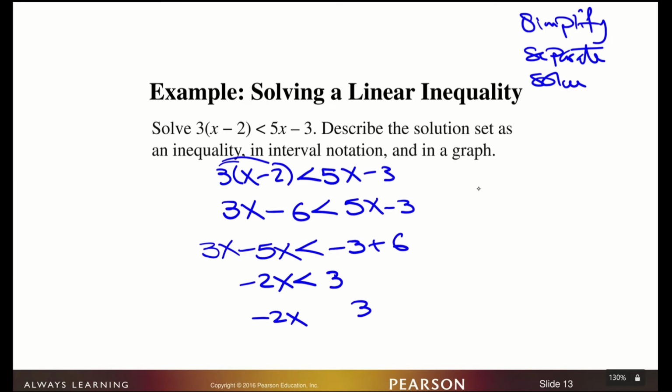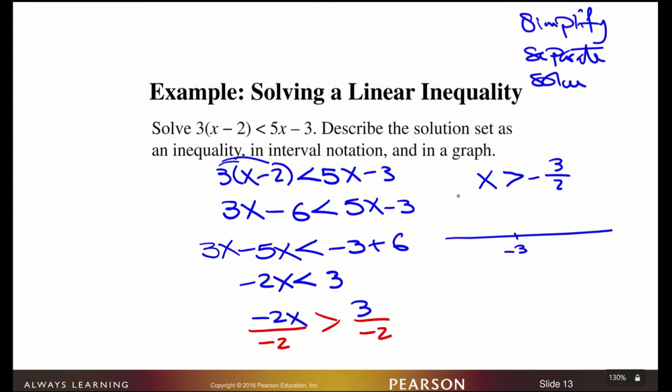Now be very careful. The instant we do that, we have to change the direction of the inequality, right? So that's why I do it in a new line so that I can change the direction, all right? Usually with equations, we take care of the dividing on that same step. Don't do that with inequalities. Go to a new line, it's safer. So we end up with x is greater than -3/2, right?